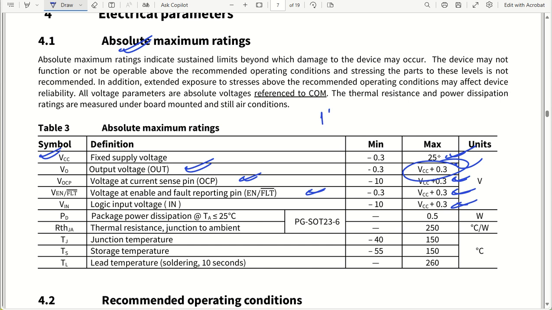So let us say we have 12 volt at VCC, then this will be a good system. We can also work with a 15 volt system or something like that, but do not go ahead with more than an 18 volt system. If we talk about the power dissipation capacity, this is 0.5 watt. And the thermal resistance junction to ambient is 250 degrees centigrade per watt. So for 1 watt of power dissipation across the IC, the temperature increase will be 250 degrees centigrade. Anyway, the capacity itself is 0.5 watt, so it will not increase much.